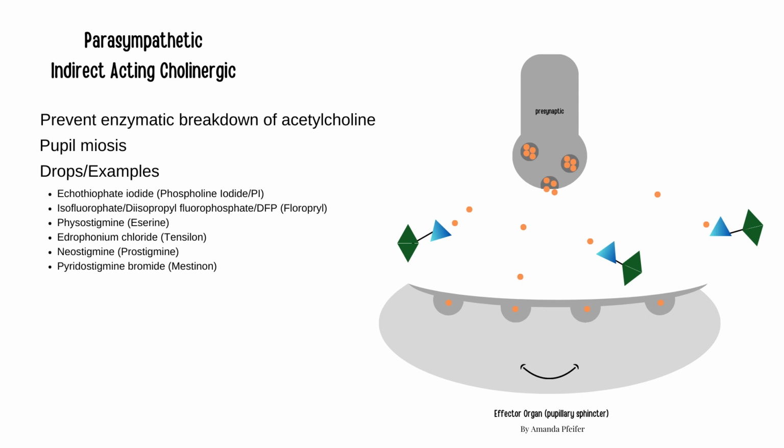You get miosis in the pupils, and those are our drug examples, of which the most noted are Tensilon, Prostigmin, and Mestinon.